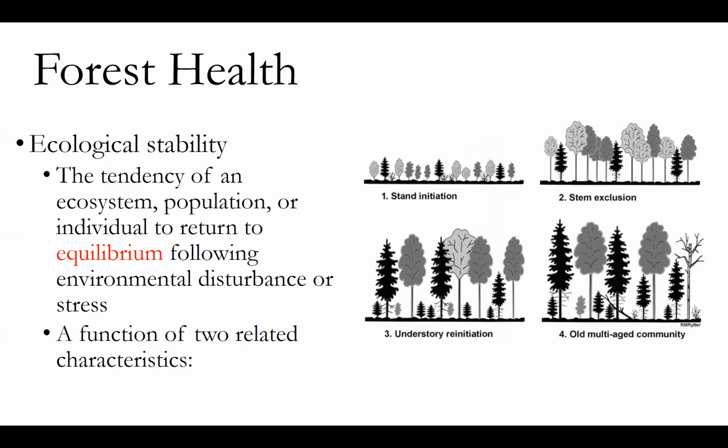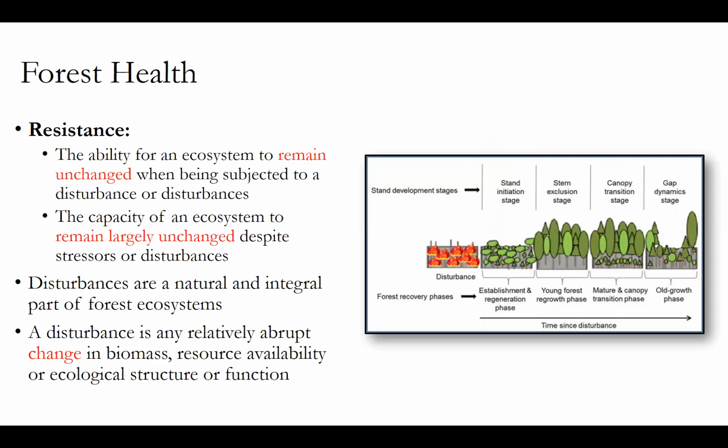What is forest health? Often we define forest health with the term ecological stability in the definition somewhere, balance. Ecological stability is defined as a tendency of an ecosystem to return to equilibrium following environmental disturbance or stress. It is a function of two related characteristics. One is resistance. Resistance is defined as the ability of an ecosystem to remain unchanged when being subjected to a disturbance. Another definition is the capacity of an ecosystem to remain largely unchanged despite stressors or disturbances.